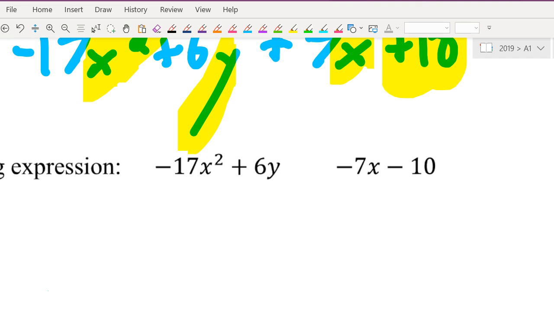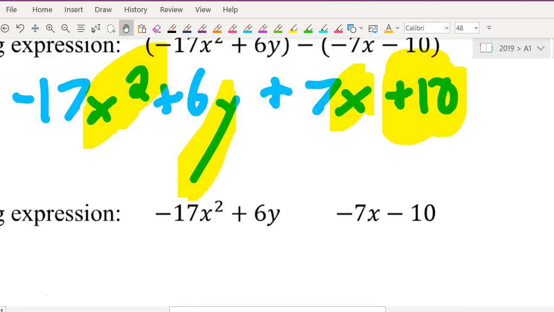If you don't have a magical computer situation, then you're going to have to write it with a pencil. It's the same answer. It's not the same answer because this is a, oops. This is a positive 7x. This one's negative 7x. Positive 10. This is a negative 10.